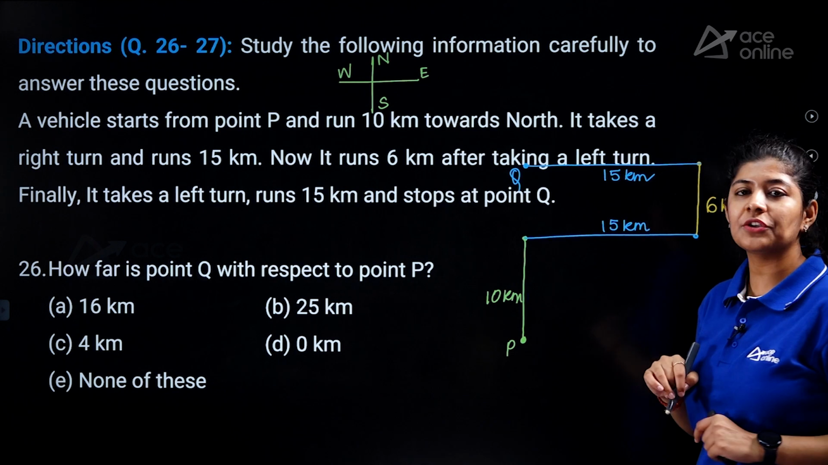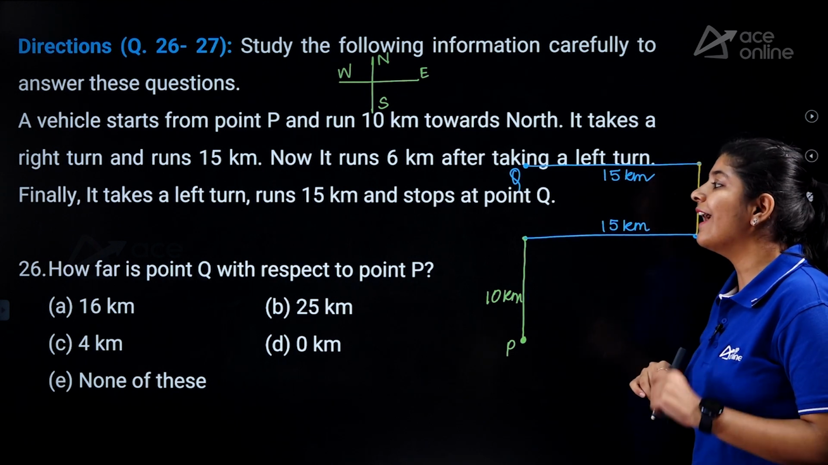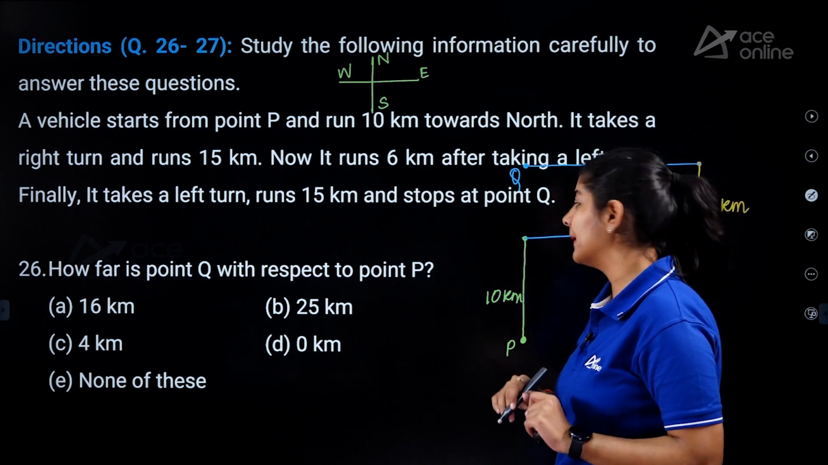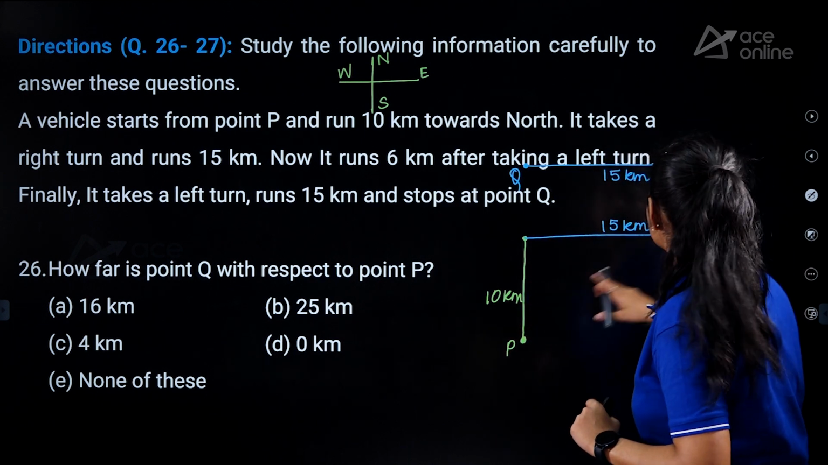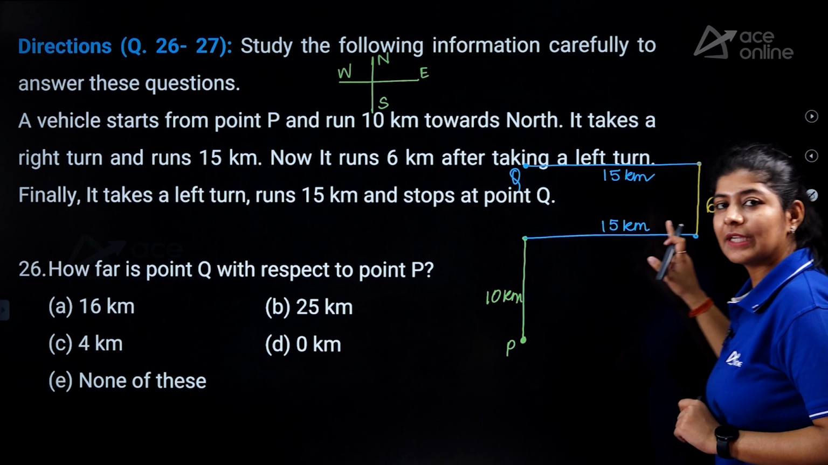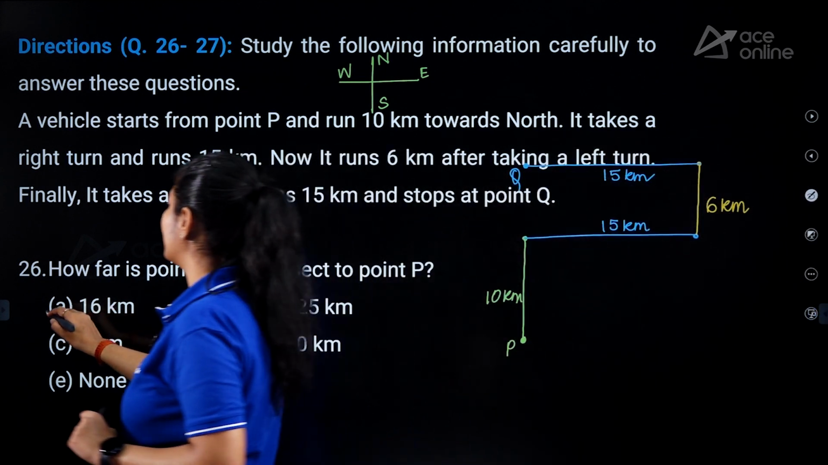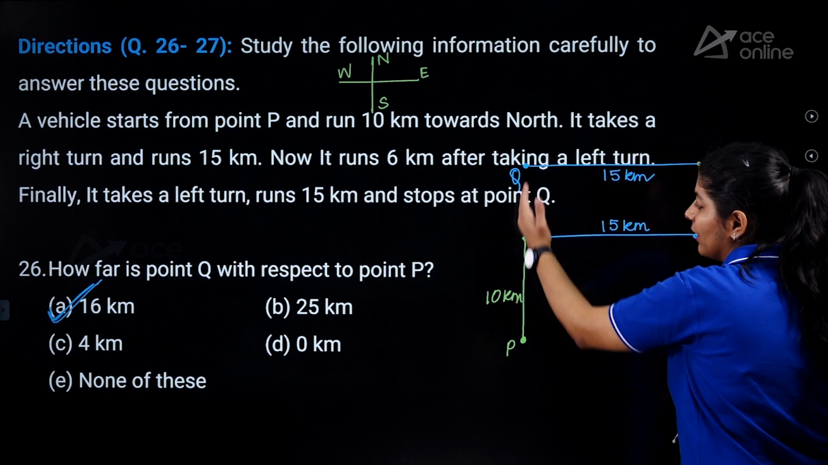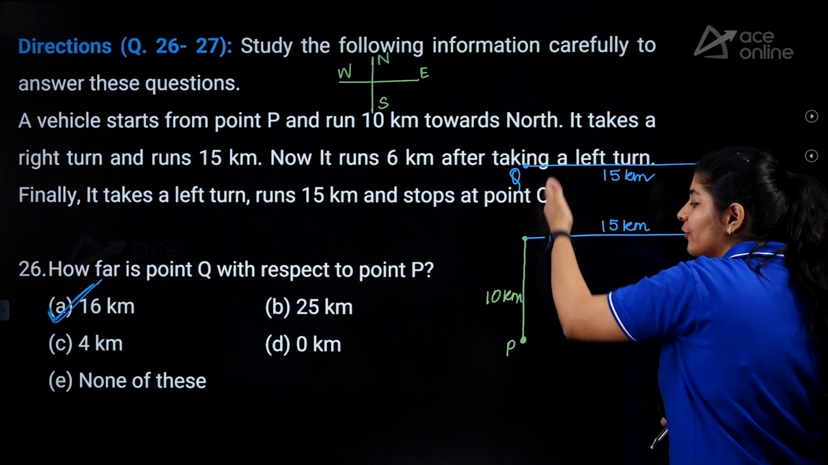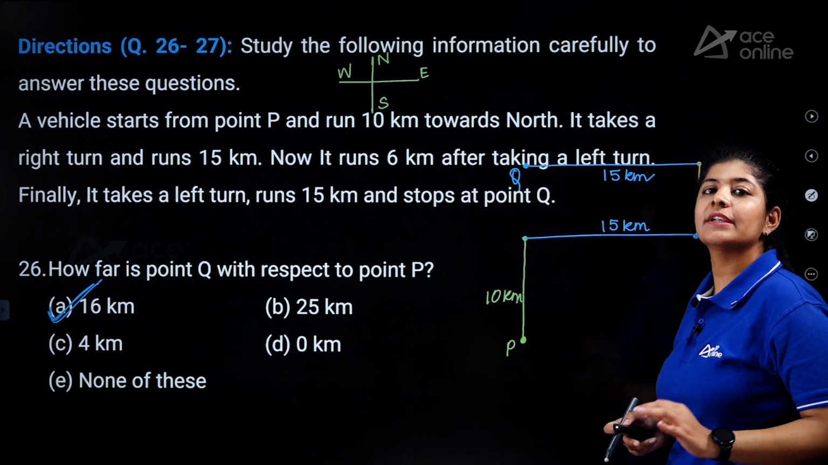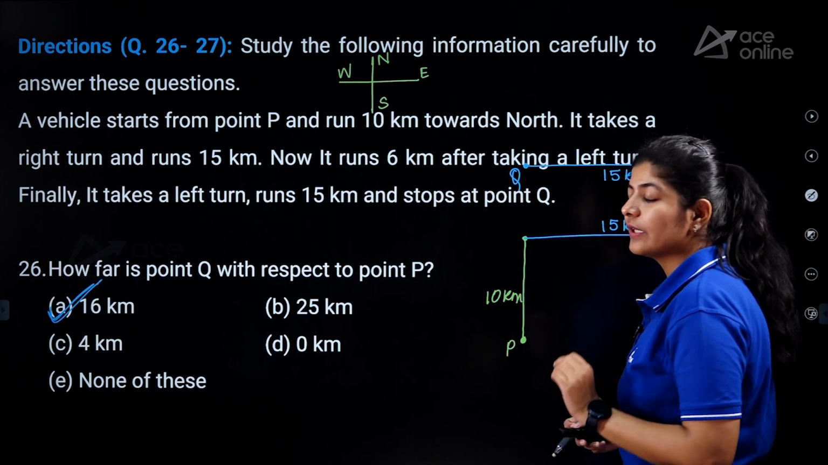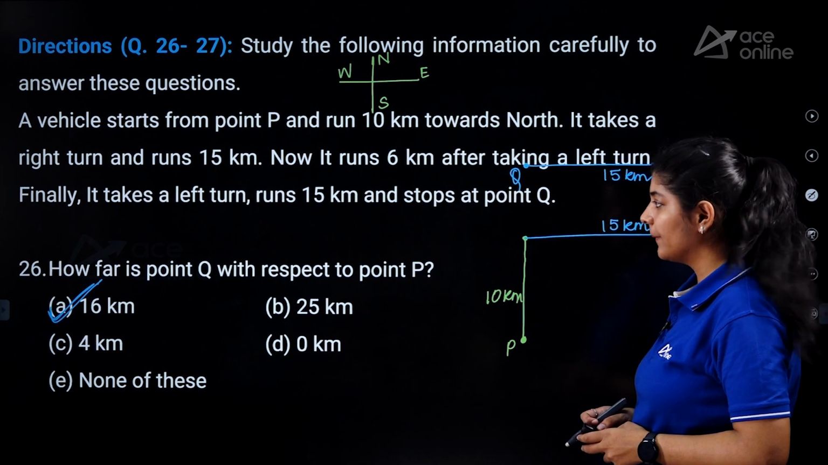Now what we need to find out is how far point Q is with respect to point P. So this is 10 kilometers, 10 plus 6. How many kilometers do we have? 16 kilometers. So the correct answer over here is option number A, because they are on the same line. So all we need to do is calculate the vertical distance only, right?